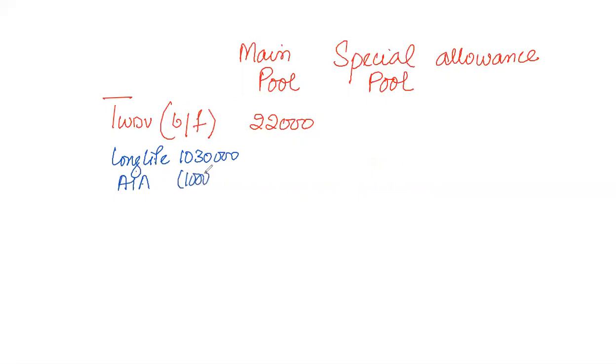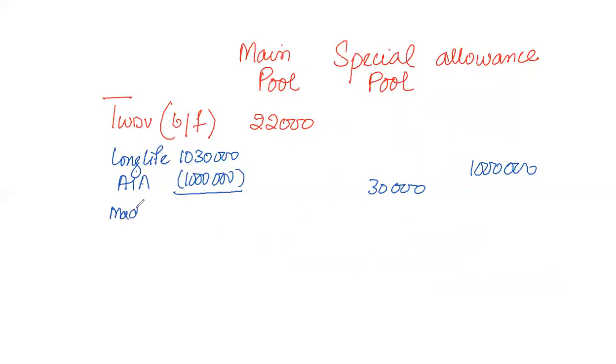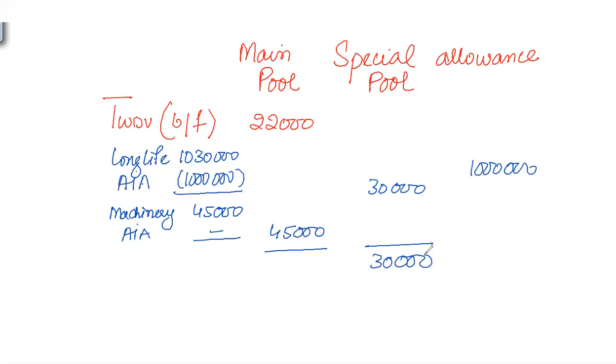Now I will claim 1 million from this, which is the most beneficial way, and the surplus is transferred into the special pool. Now what about the plant and machinery of 45,000? You have to show that AIA is not available because it has already been used against the special pool item. So the whole amount is transferred into the main pool. Why do we apply AIA first on a special pool item? Because its WDA is less than 18%, it's only 6%. So it is better to transfer the minimum balance into the special pool and the maximum balance into the main pool. So after this, we have a total of 30,000 in the special pool item and 67,000 in the main pool.